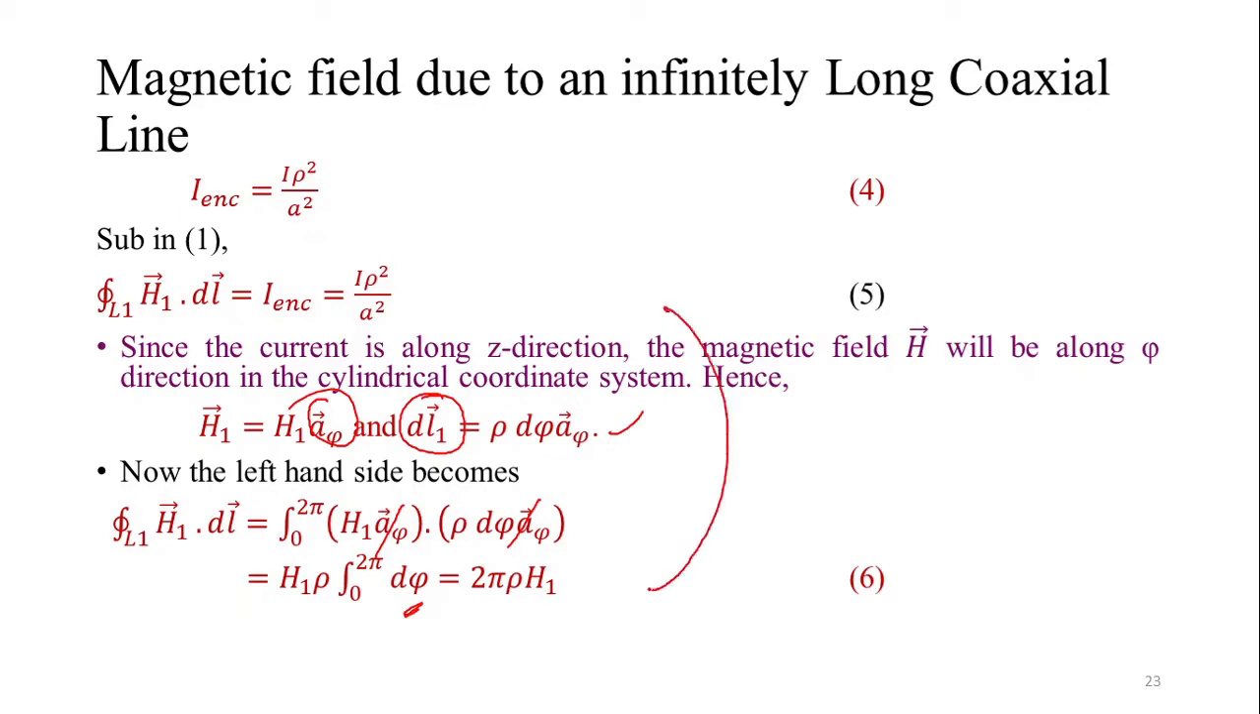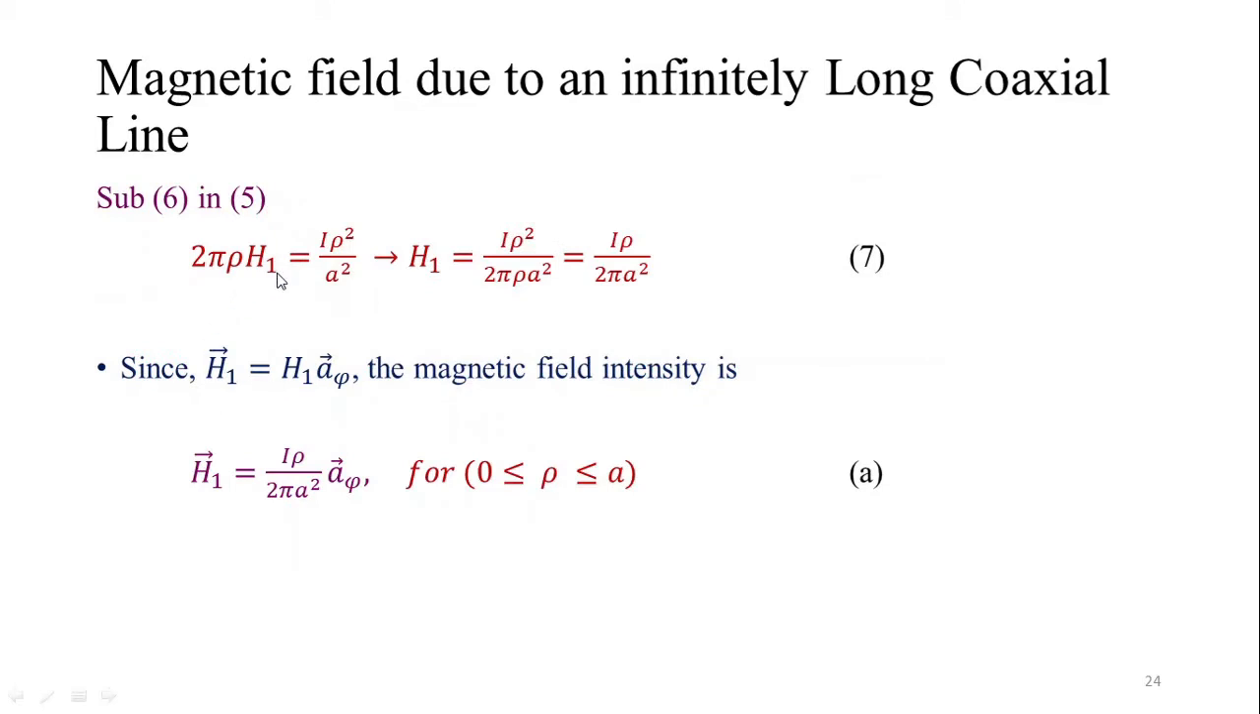Now both are equal as per Ampere's law. So 2 pi rho H1 is I rho square by a square. From this you can get H1 is I rho square by a square times 2 pi rho. You may cancel one rho, so you will have H1 is I rho by 2 pi a square, and we know that H1 is H1 a phi vector. So the magnetic field within the ampere path L1, I mean within the inner conductor, that is H1 vector, is equal to I rho by 2 pi a square a phi for 0 less than or equal to rho less than or equal to a.